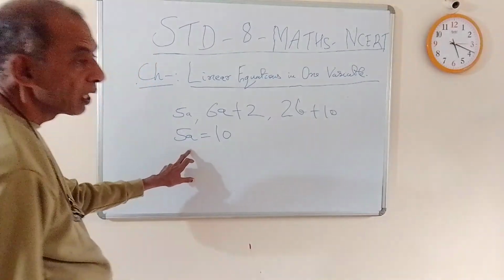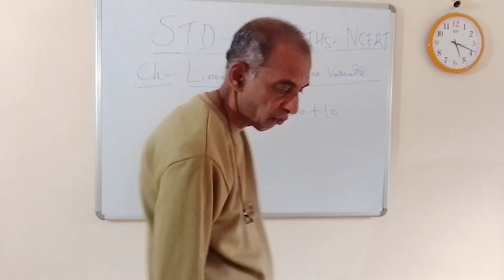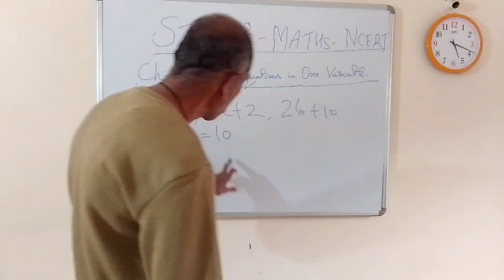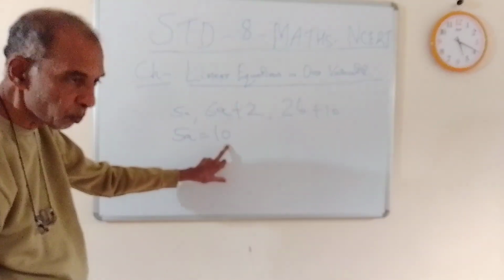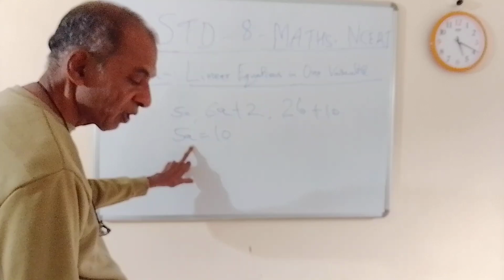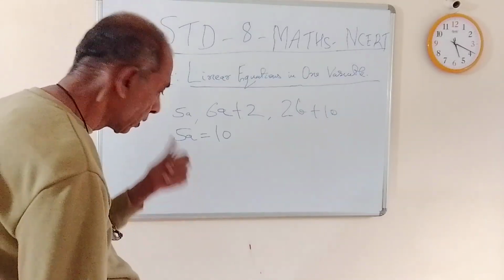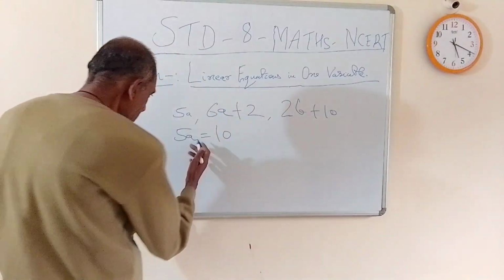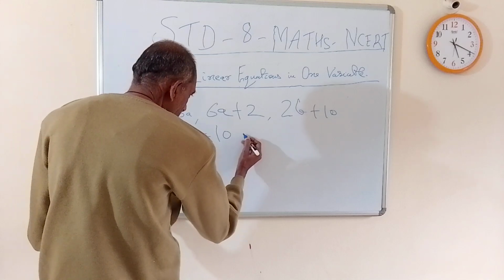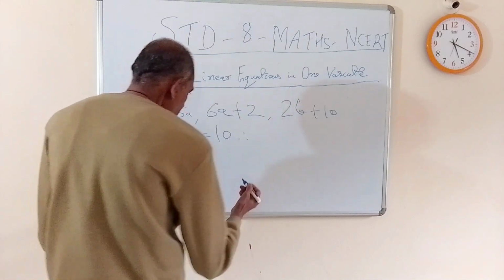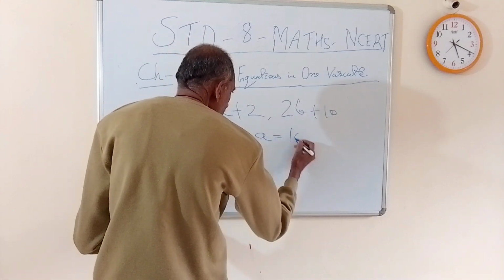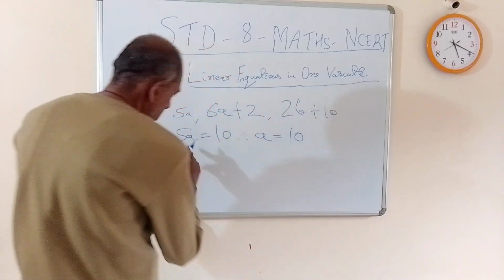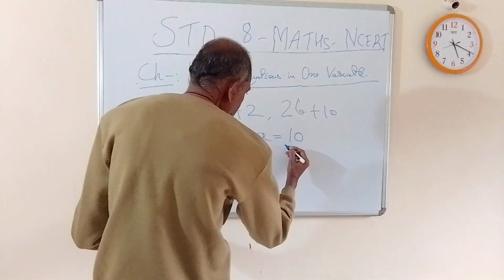Now we can take say a may be apples, a for apple. So 5 apples are costing 10 rupees. To take an example in short, 5a is equal to 10 rupees. So then we have to find the value of a, that is 1 apple. So very simple here, 5a is equal to 10. Therefore, a is equal to 10 divided by 5.